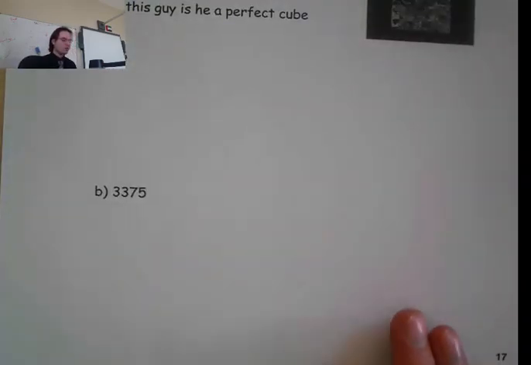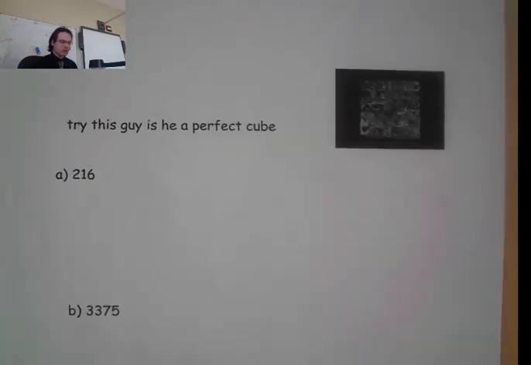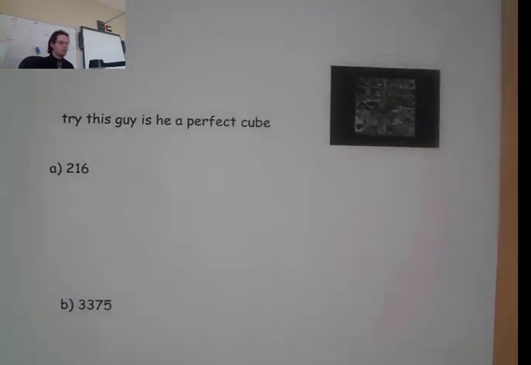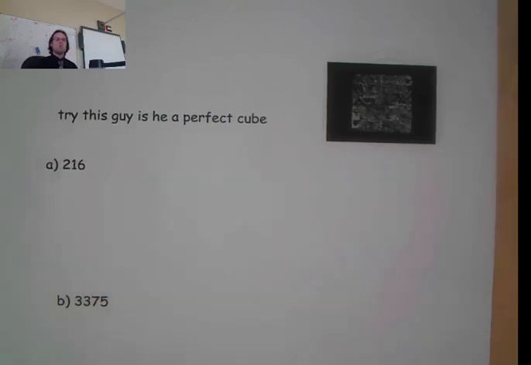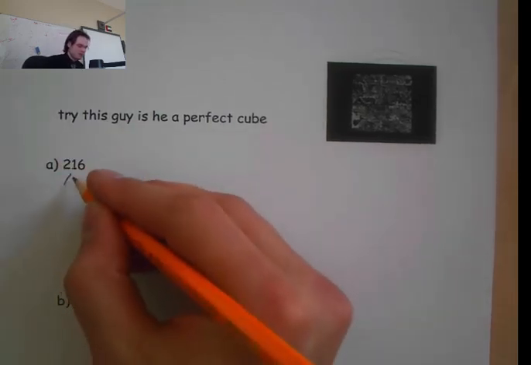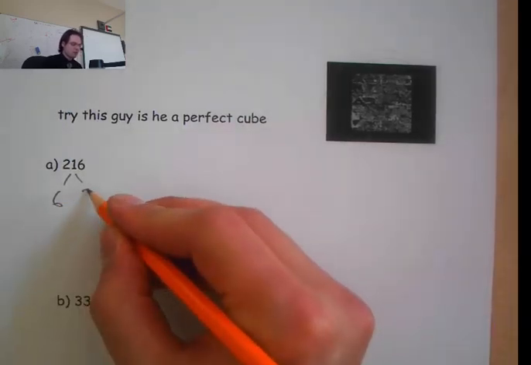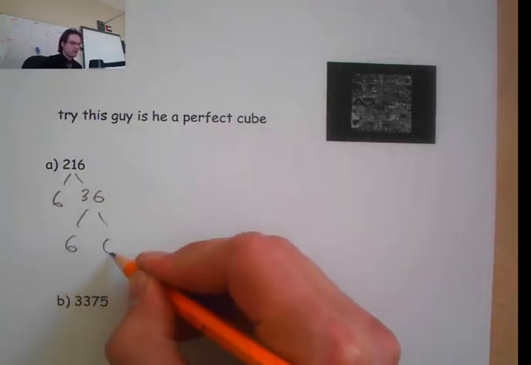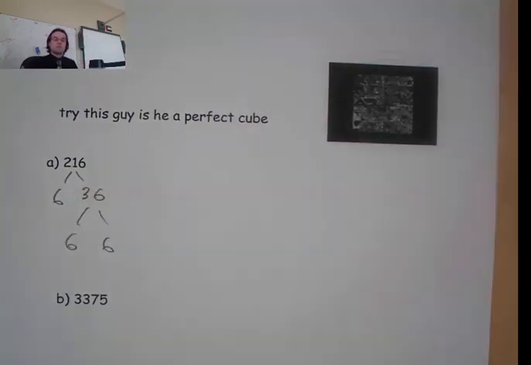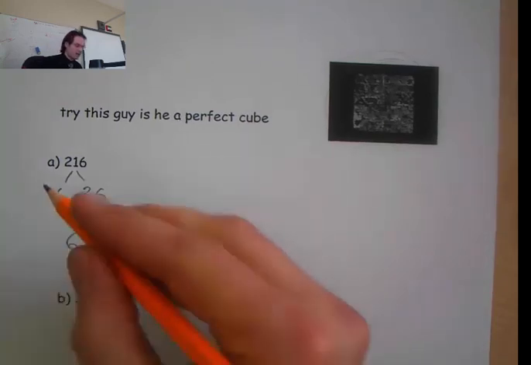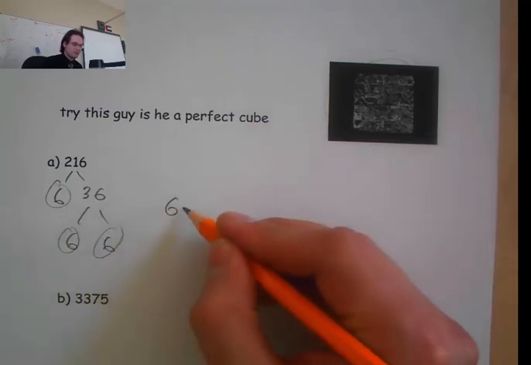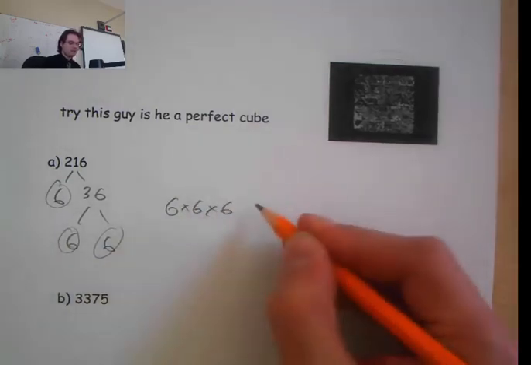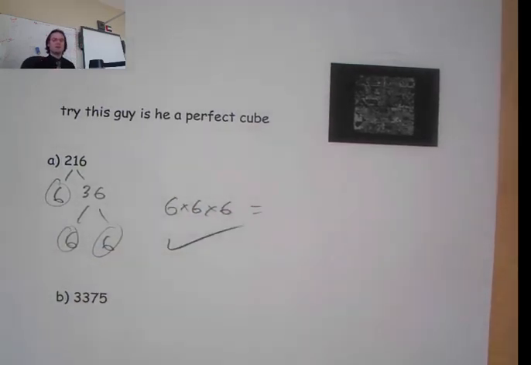Now, my next one is we're going to look at cubes. So right here, it's hard to tell, but I have a picture of the cube, which is a perfect cube. Now we have 2, 1, 6. I know this could be divided by 6. And that's going to give me 36. We have 6 and 6. Once again, we use the factor tree to get our prime factors. I have 1, 2, 3 6's. So that's the same as 6 multiplied by 6 multiplied by 6. So yes, that is a perfect cube. For a perfect cube, we need 3 of a kind.